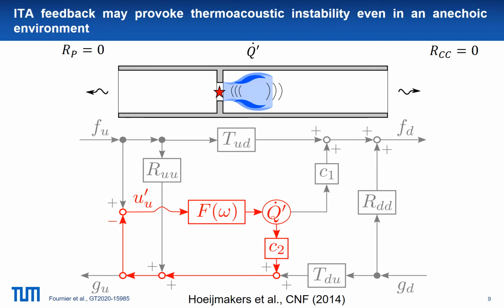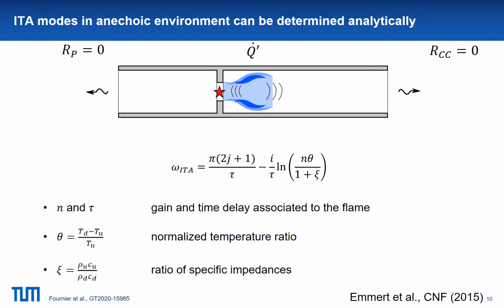And because of this ITA feedback loop, a thermoacoustic instability can manifest itself even in an anechoic environment. That was shown by Hoeijmakers in 2014. The ITA mode in a non-reflecting environment can be determined analytically. Emmert showed in 2015 that the frequency and the growth rate of the mode directly depend on the time delay of the flame, on the interaction index of the flame, on the normalized temperature ratio, and on the ratio of specific impedances.